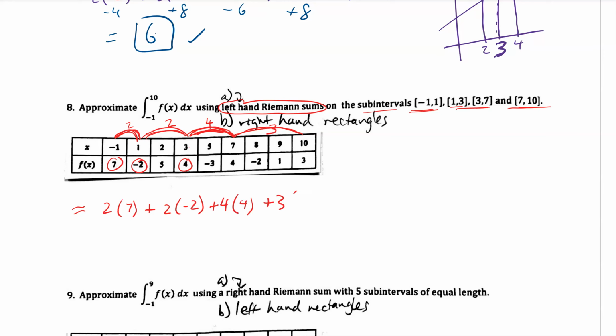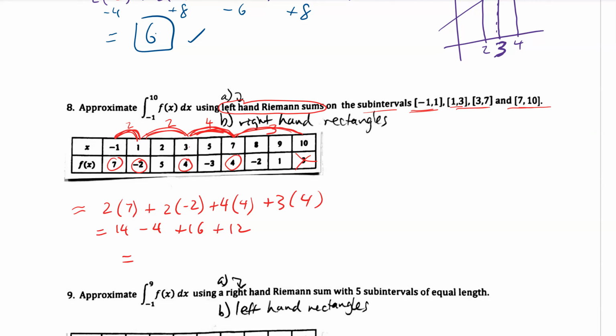So we'll add a base of 3 times the new height of, use the one on the left. We'll be using the 4. You don't use the right. All right, work that out. So that's what, 14 minus 4 plus 16 plus 12.